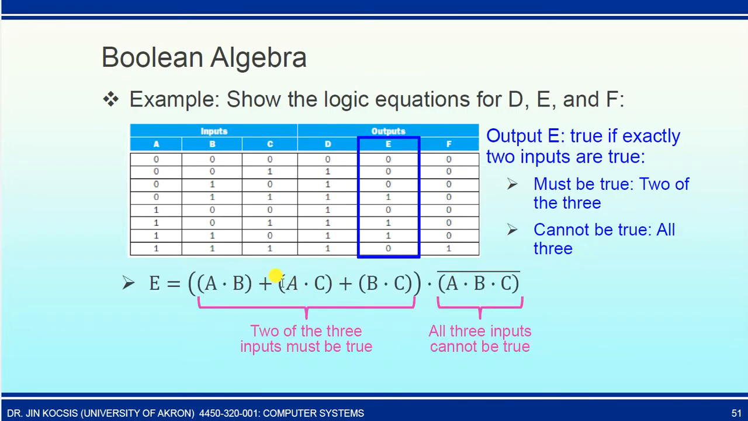In that case, at least two of them are 1 means what? I will list all the cases where two of them are 1: A, B are 1, A, C are 1, B, C are 1. I list out these situations, but exclude the situation where A, B, C are all ones. This part is at least two of them are 1. This part says all of them being 1 is not allowed. And these two conditions have to be satisfied at the same time. Therefore, I'm using the AND operation to connect them.